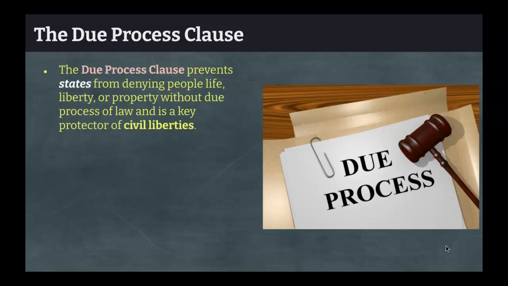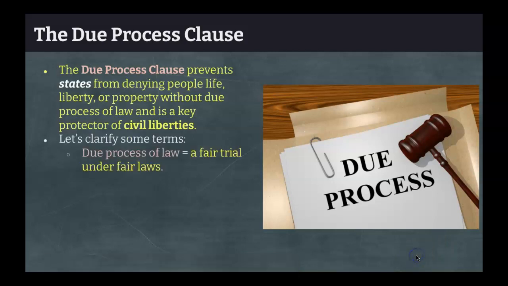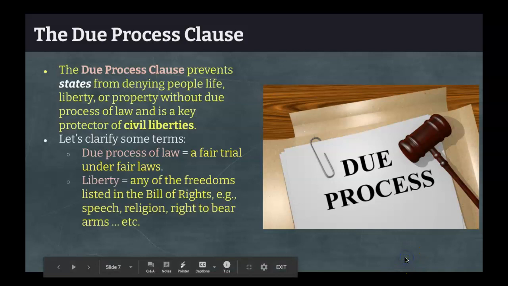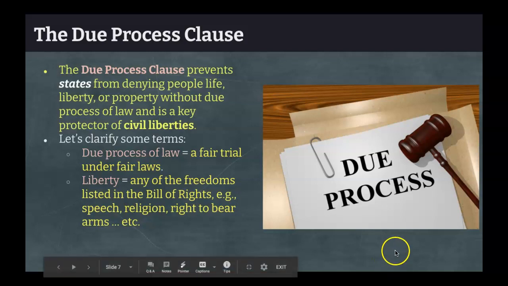The Due Process Clause prevents states from denying people life, liberty, or property without due process of law, and it is a key protector of civil liberties. Let's clarify some terms. Due process of law is referring to a fair trial under fair laws. Liberty is referring to any of the freedoms listed in the Bill of Rights. For example, freedom of speech, freedom of religion, the right to bear arms, etc.